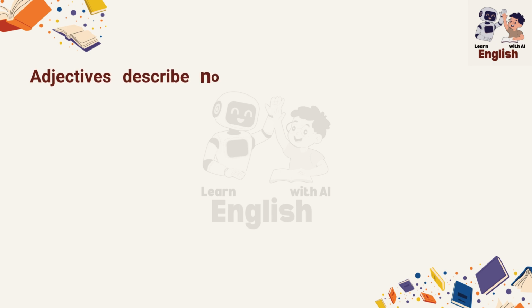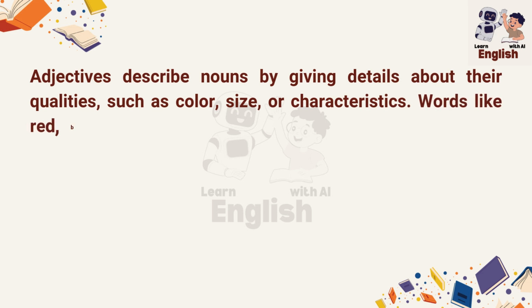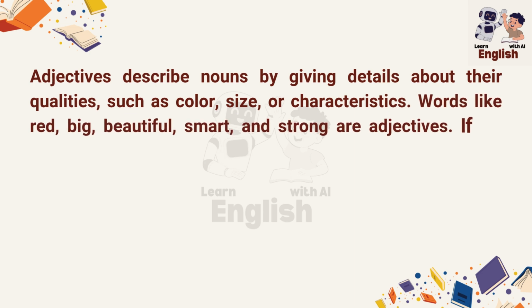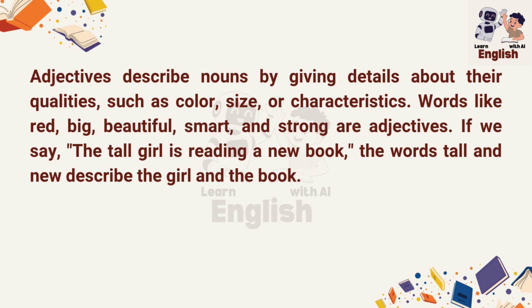Adjectives describe nouns by giving details about their qualities, such as color, size, or characteristics. Words like red, big, beautiful, smart, and strong are adjectives. If we say "the tall girl is reading a new book," the words "tall" and "new" describe the girl and the book.